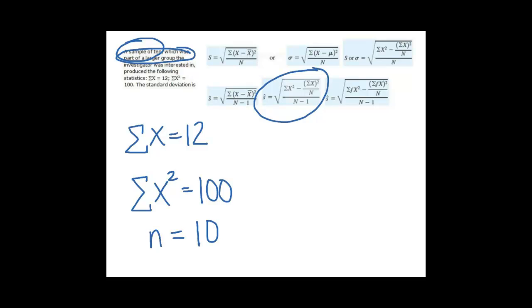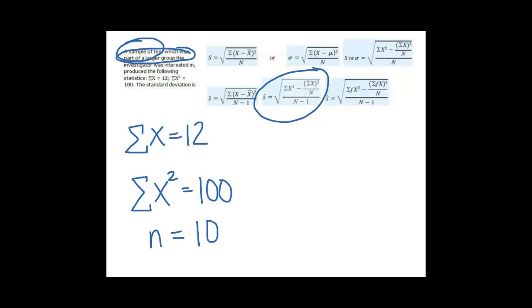Okay, for the final example, we're going to start with a little bit of the work already done for us. In this example, they've stated we're working with a sample of 10, and further, we want to use that sample to generalize a larger group. So we want to choose the S-hat formula. And specifically, I want to choose the raw score formula this time because of the data that are already provided. They've already provided us the sum of scores, which is sigma x, that's 12. And they've provided us the sum of squared scores, which is 100. Combine that with the fact that n equals 10, we have everything we need for the equation already.